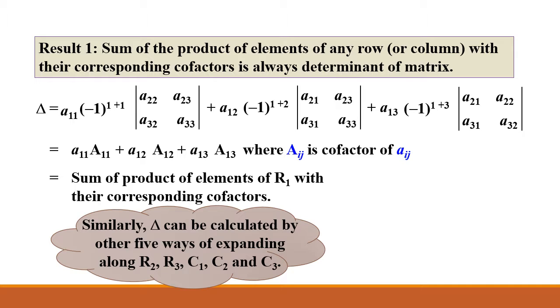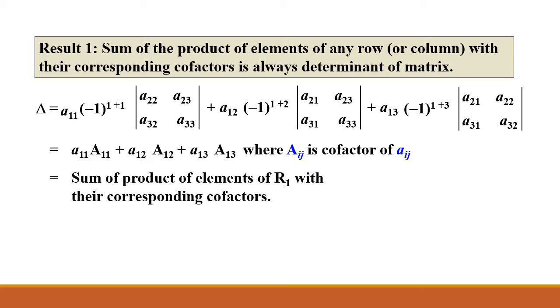Similarly, delta can be calculated by the other 5 ways of expanding. That is, we can make use of R2 and its cofactors, R3 and its cofactors, or we can make use of all the 3 columns with their cofactors to calculate the value of the determinant.